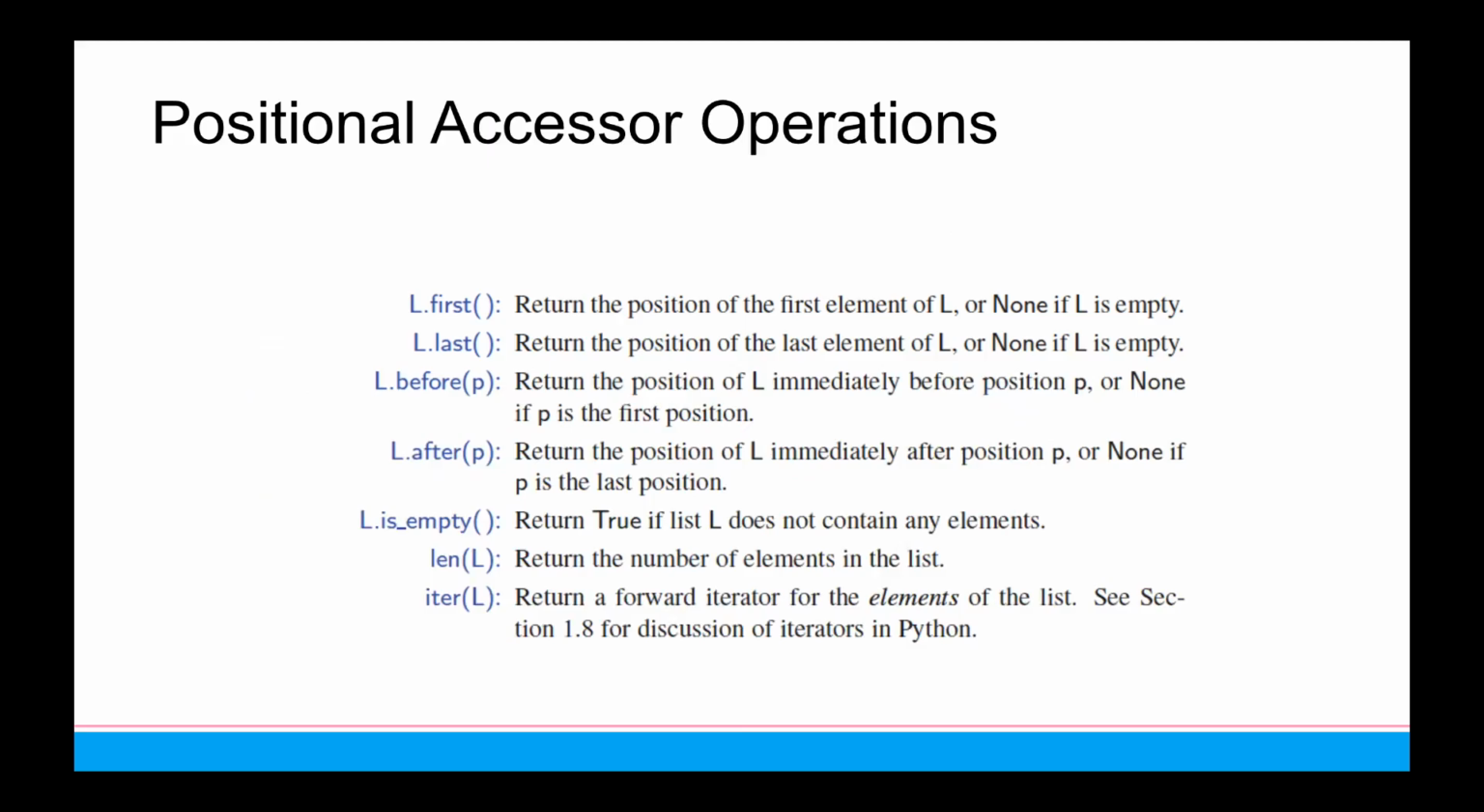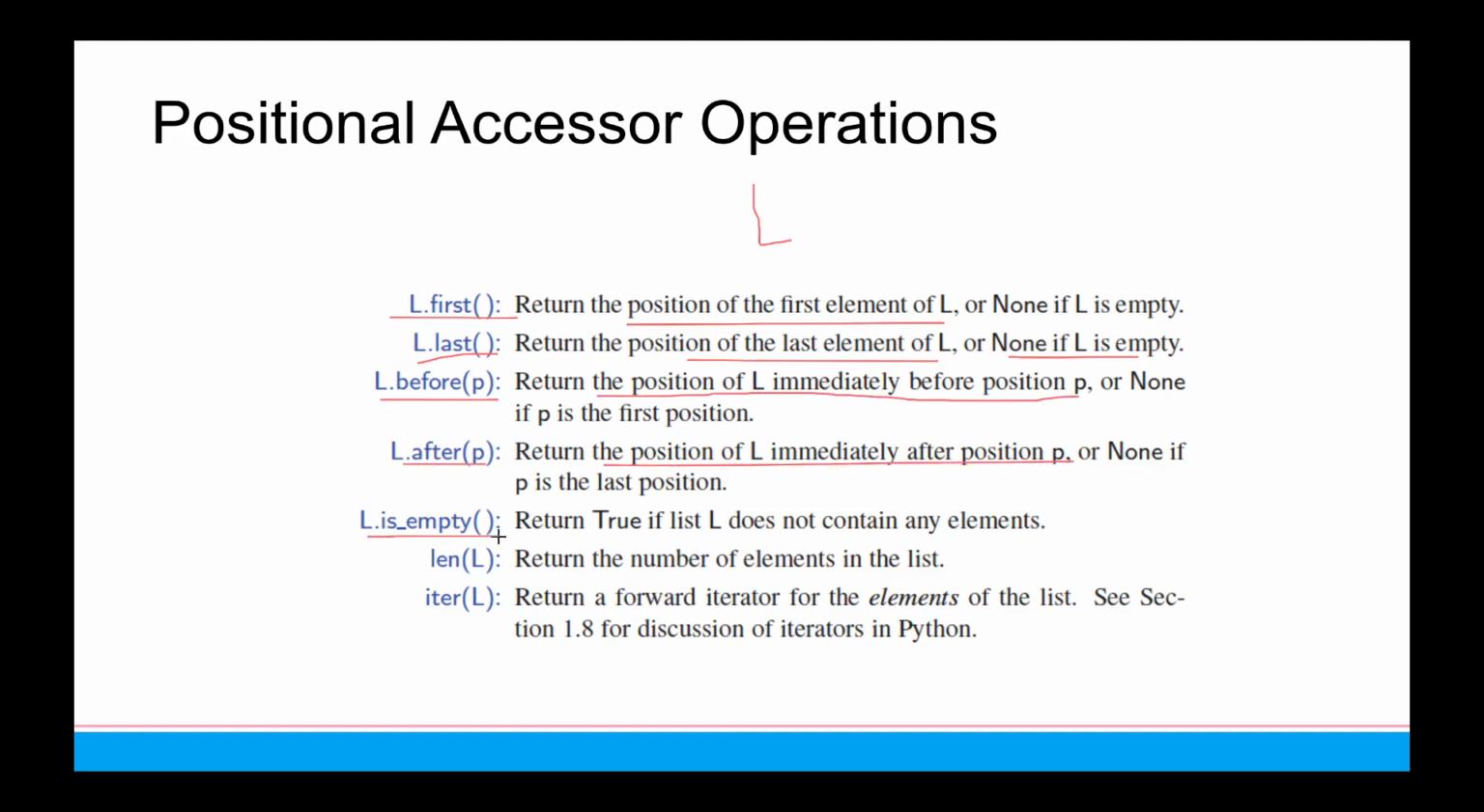There are some operations in this positional accessor. For example, L.first(). We want to know the position of the first element of L. L, yeah, we can use a list, or we can use another kind of data structure to represent this L. L.last(): we want to know the last element of L, and it returns none if it is empty. We want to check what is the element before p, so return the position of L immediately before position p. We also want to check the after(p), the position of L immediately after position p.